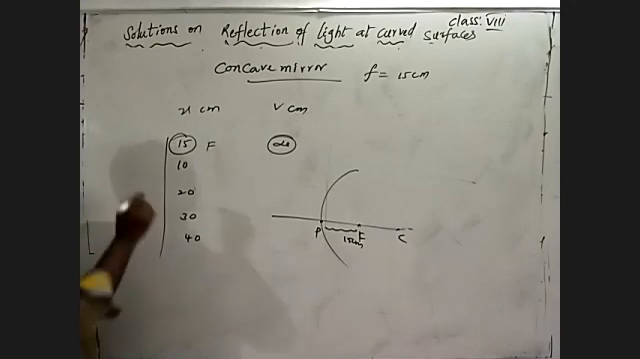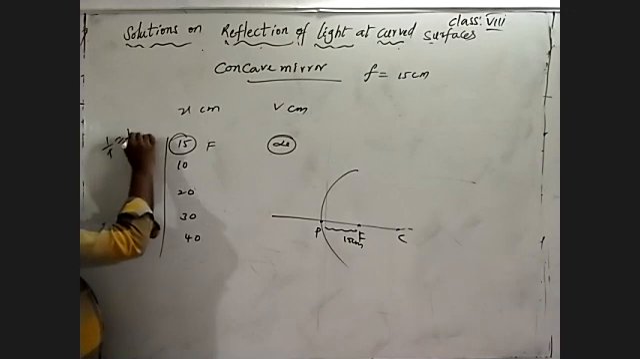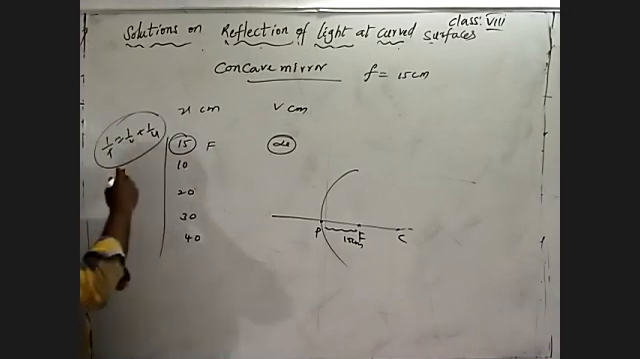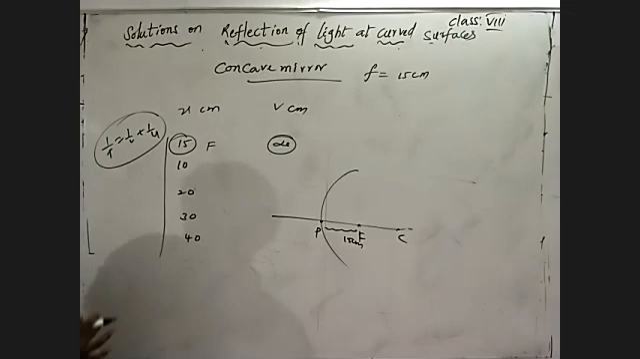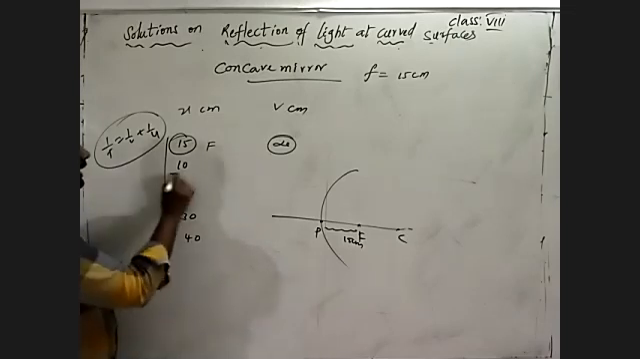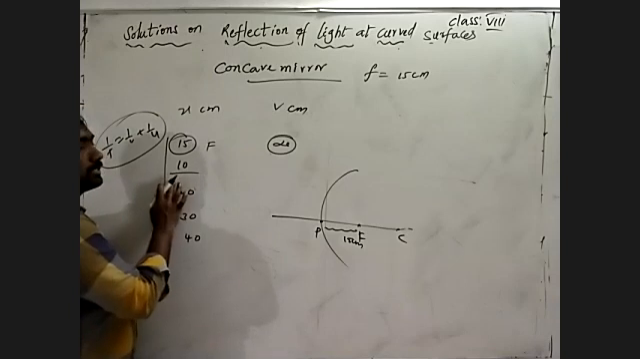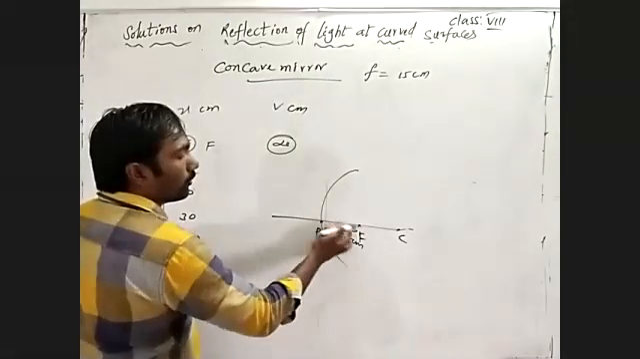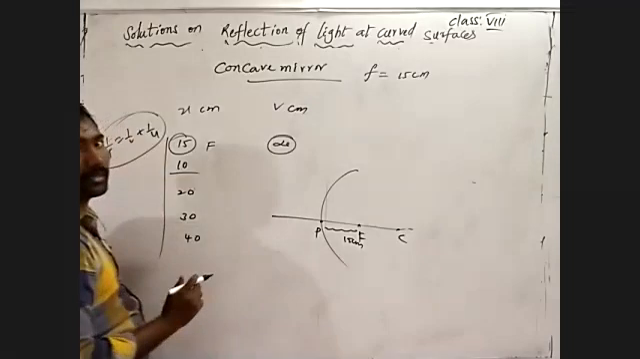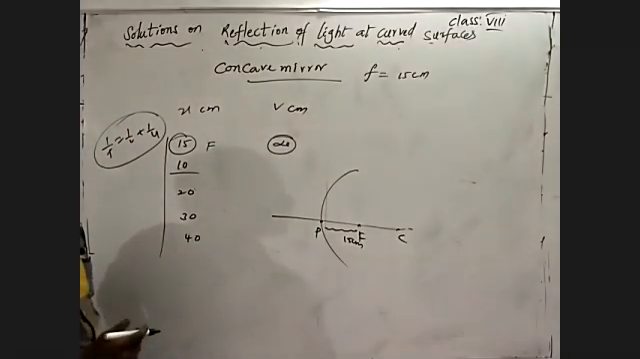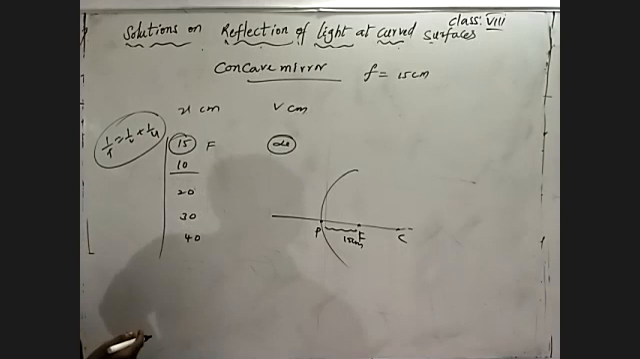Understand? Without using 1 by f equals 1 by v plus 1 by u, the mirror formula, we can predict where the image will form. Coming to 10, object distance 10 means it is placed between pole and focus. Image formed beyond the mirror. It is erect and virtual, enlarged, magnified, highly magnified.